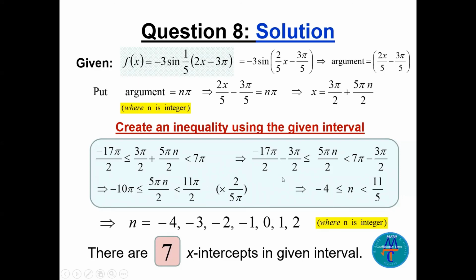So please do it here slowly. You will find n greater than or equal to minus 4 and less than 11 over 5. 11 over 5 is 2 point something, so this is less than 3. And we need the integers. n is an integer, so I can take n equal to minus 4, minus 3, minus 2, minus 1, 0, 1, and 2. So there are 7 x-intercepts in the given interval.